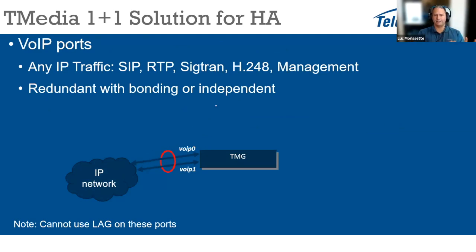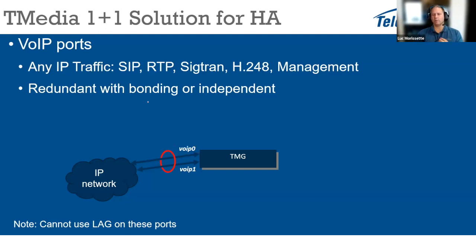When we go to the voice over IP side, voice over IP is not only SIP and RTP, it can also be SIGTRAN traffic, it can be H248 traffic, it can be management traffic. So these VoIP ports that we have on the systems are made for all kinds of traffic. These can be used independently. So you can use only, for example, VoIP 0 to carry, let's say, SIP traffic.